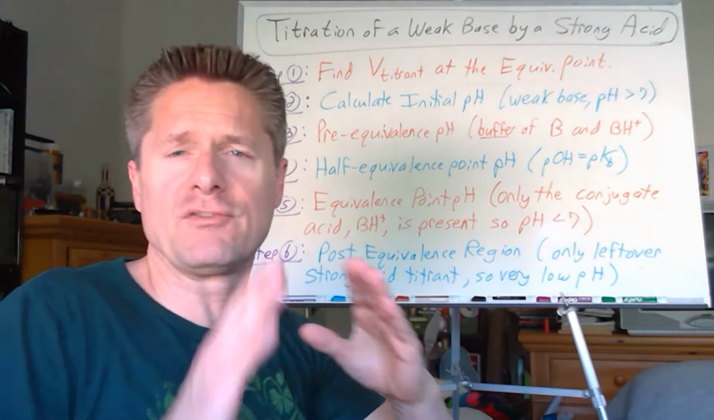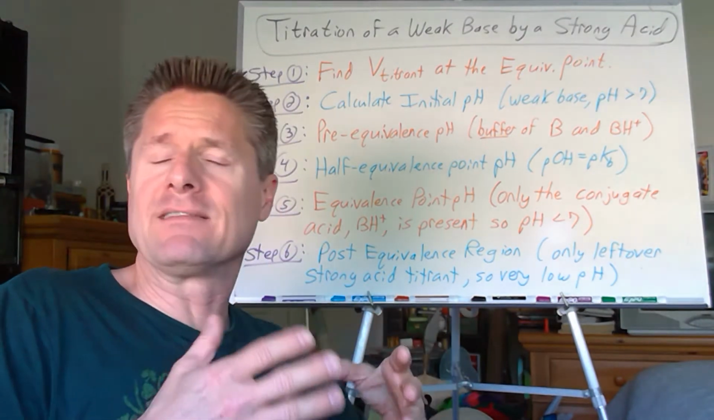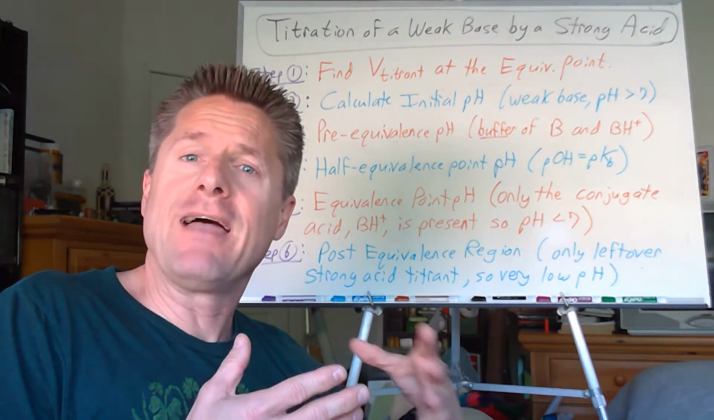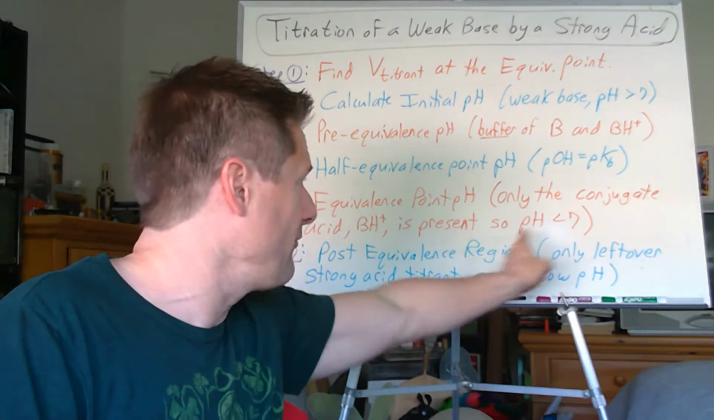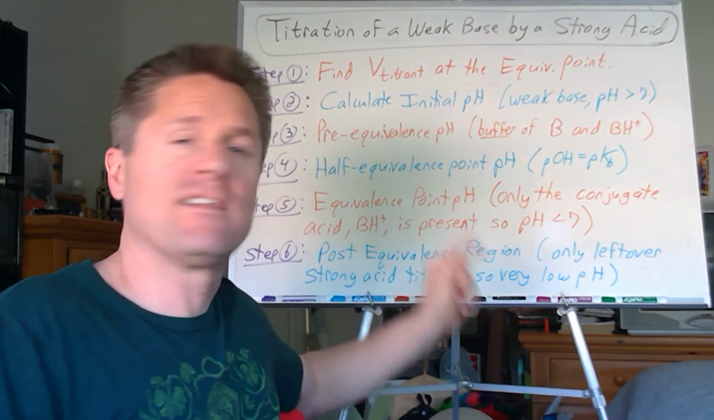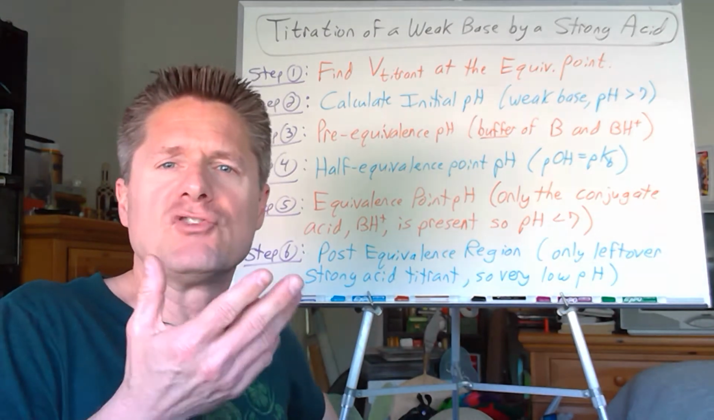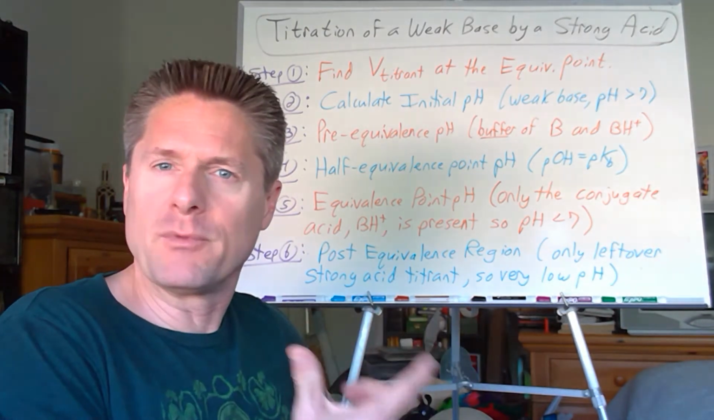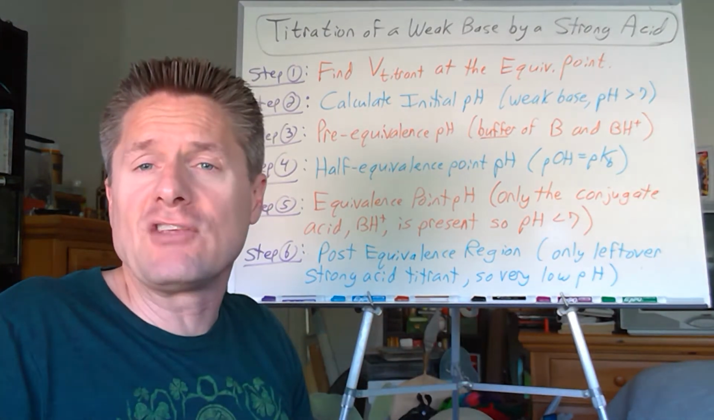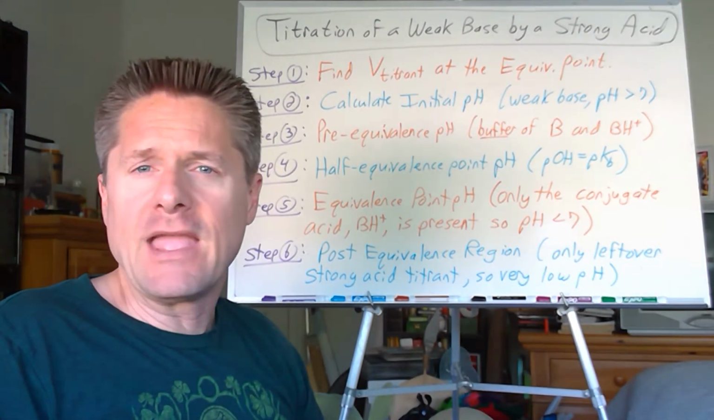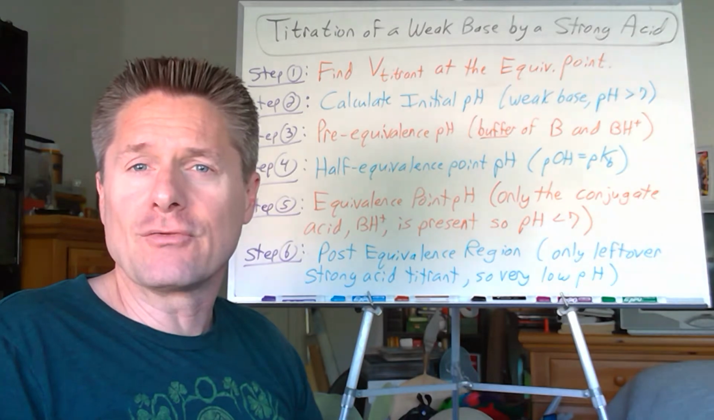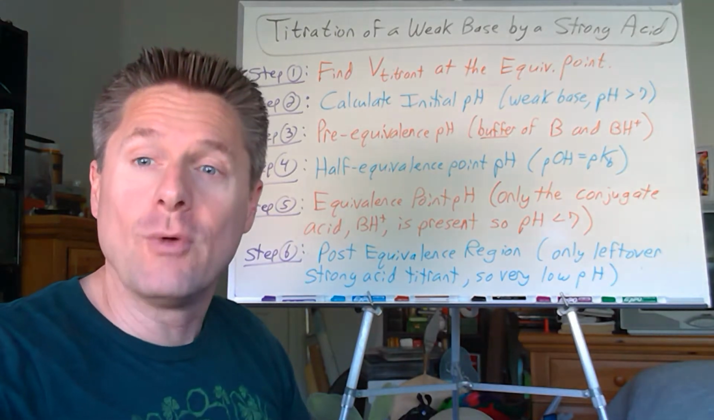And then the post-equivalence region, all the weak base is gone. So the dominant species is the strong acid. You'll have the conjugate acid there, but it's weak, so we'll just ignore it. The contribution of H3O+ will be from the strong acid. So you just do neutralization stoichiometry, how much strong acid you got left over. That gives you the H3O+, take the negative log, and you're good as gold. Let's go do it.